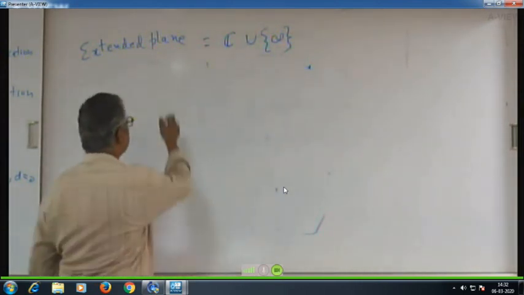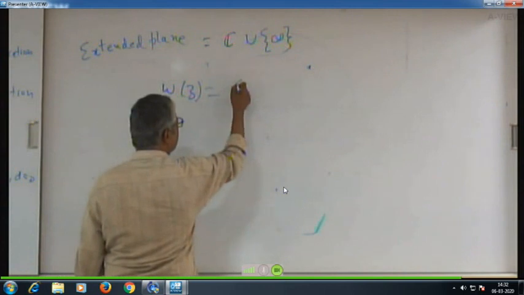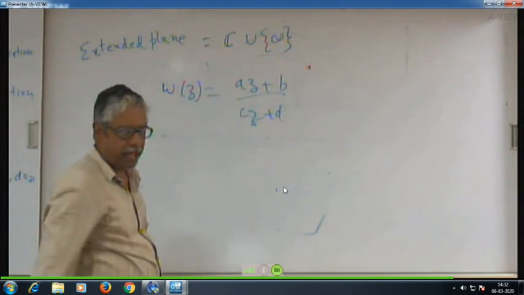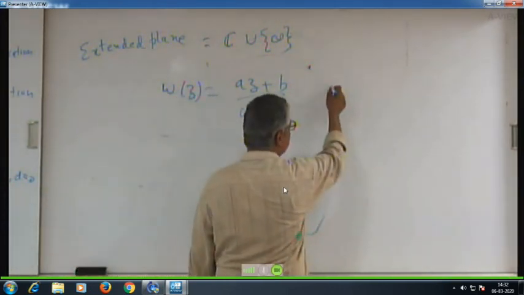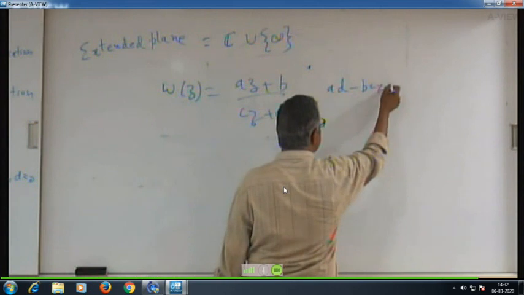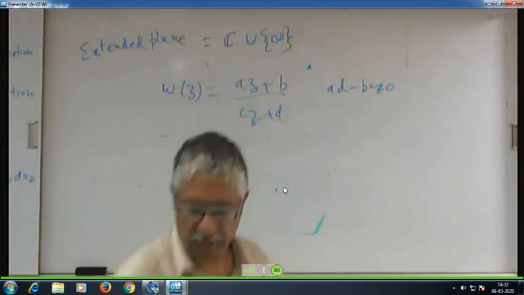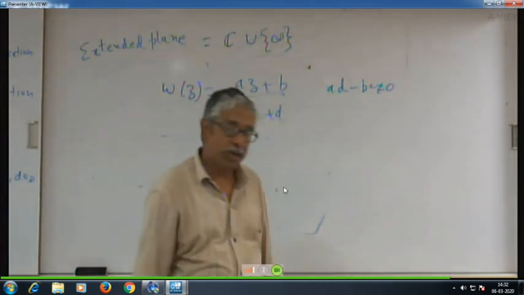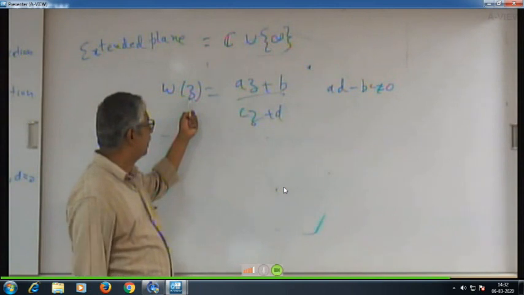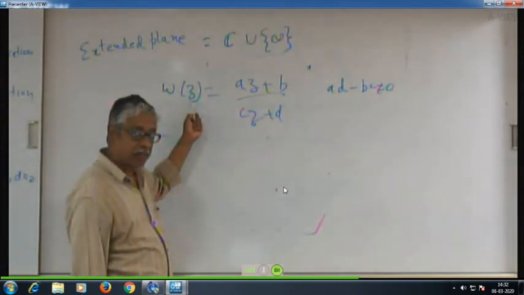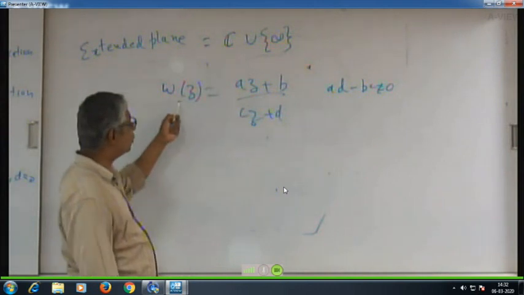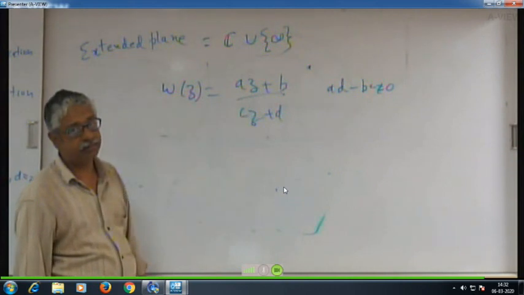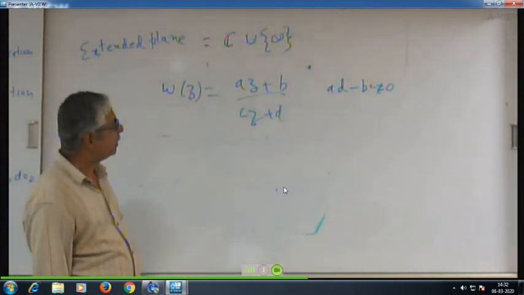Now, let us pick up a bilinear transformation, w(z) = (az + b) divided by (cz + d). Some particular one means a, b, c, d are all some complex numbers such that ad minus bc is not equal to 0. You can see it on your screen. This is the question I want to ask. This is a function not just on complex numbers but on the extended plane. That means I want to ask the question, where does infinity go under this map? If I put z equal to infinity, what sense does it make?